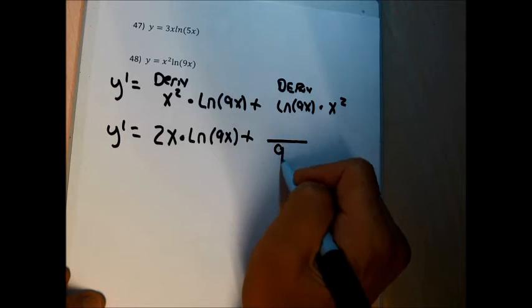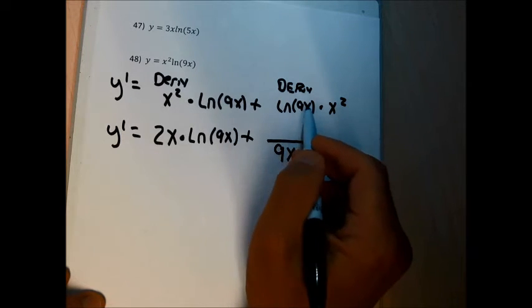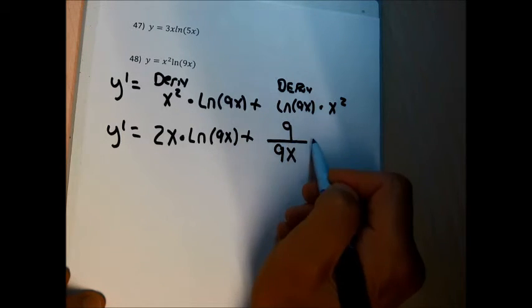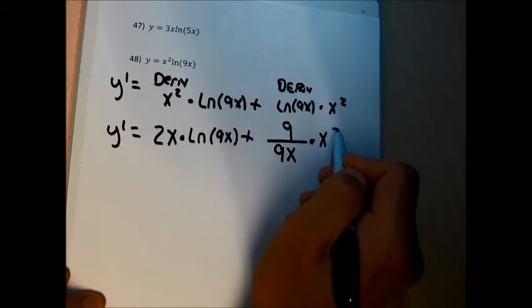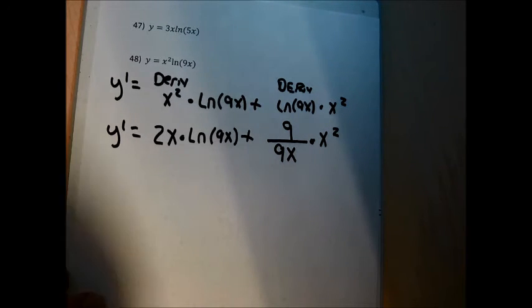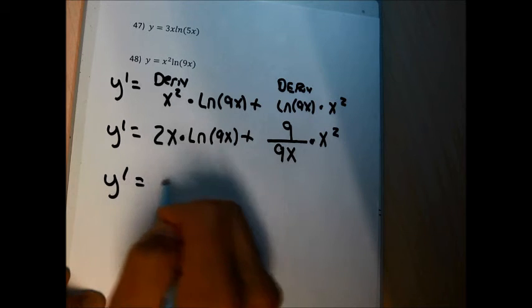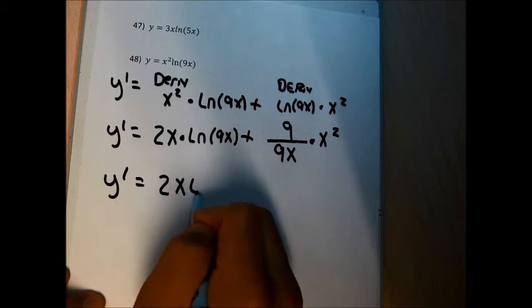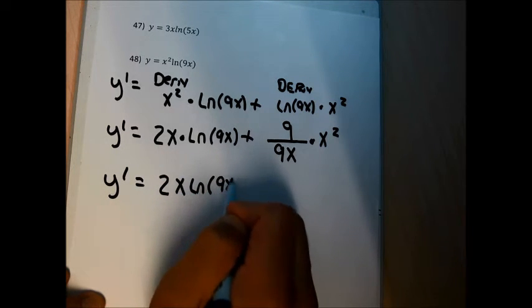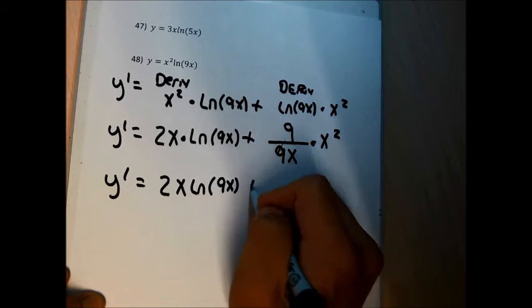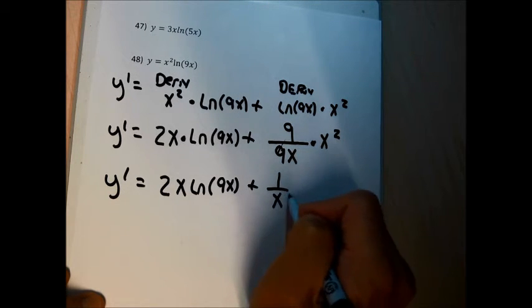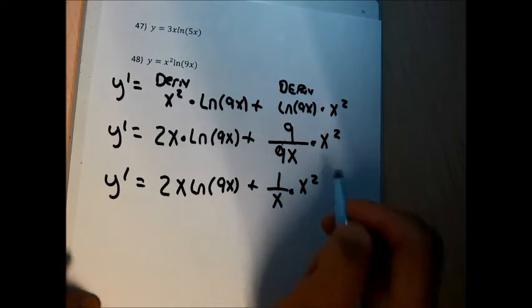You put 9x in the denominator, and then the derivative of 9x, which is 9, in the numerator, times x squared. Alright, so this is going to give me y prime equals 2x natural log of 9x. These 9's cancel, so you get plus 1 over x times x squared.